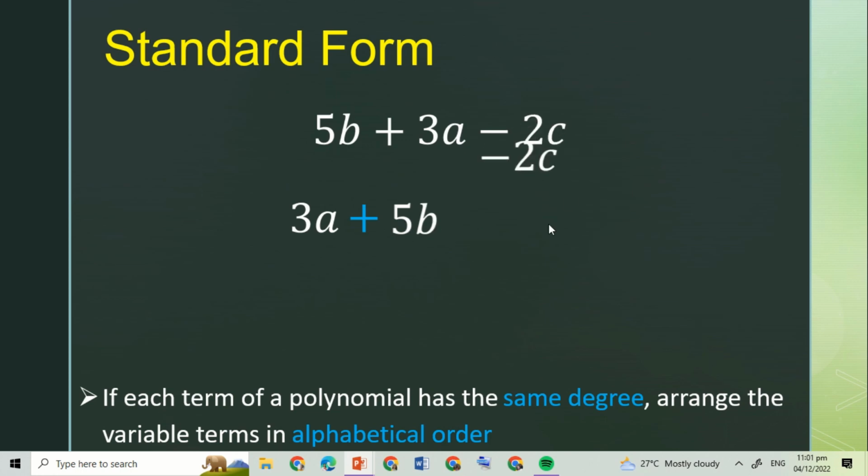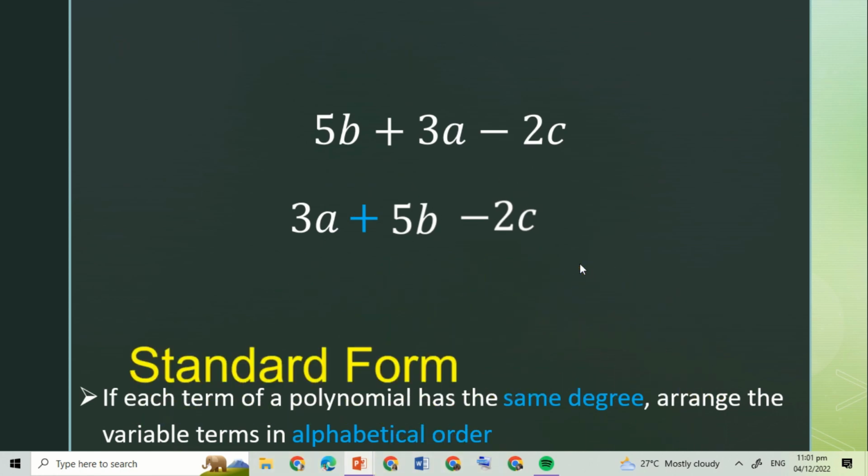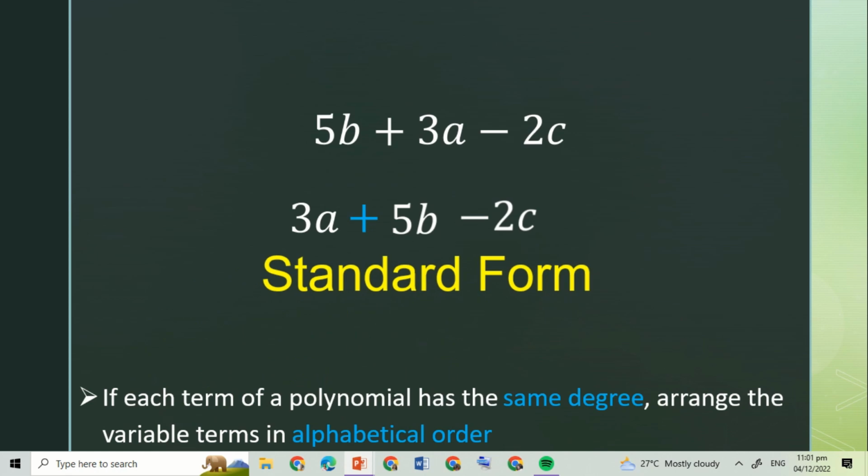Next is minus 2c. Again, if each term of a polynomial has the same degree, arrange the variables in alphabetical order: A followed by B, then followed by C. So that's the standard form of 5b plus 3a minus 2c.